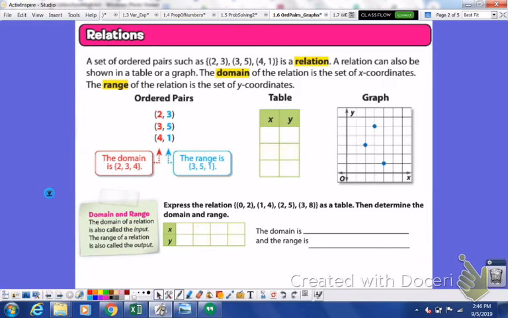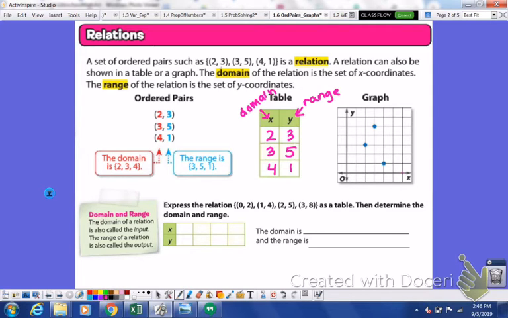Now we could rewrite this as a table. In our table, our x values are 2, 3, and 4, and our y values are 3, 5, and 1. We want to make sure that we match up the correct x and y values, going back to these points from the beginning. Remember, your x is the domain, and your y is the range. So far we've shown it as ordered pairs, we've shown it as a table, and then finally as a graph.